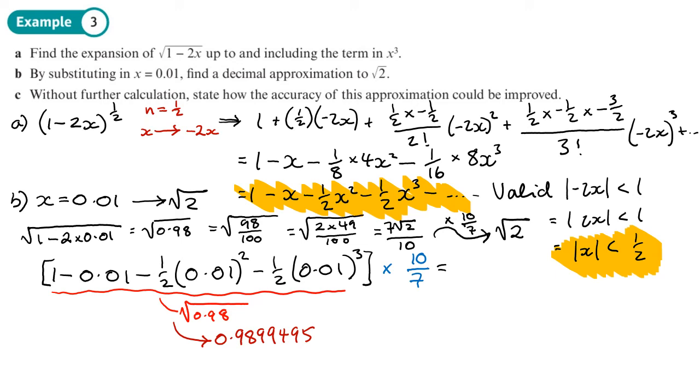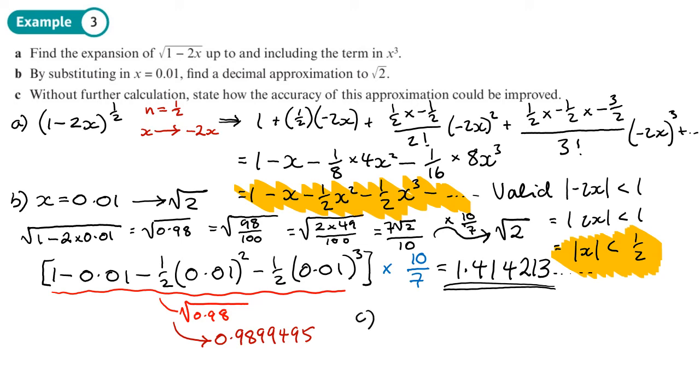Now times that by 10 over 7, it turns it into the square root of 2. That's pretty nice. I know it's 1.414. Look at that, 1.414213. It doesn't say how many decimal places, but that's pretty good. I can see to at least 3 decimal places, maybe even 4, that's correct as the square root of 2.